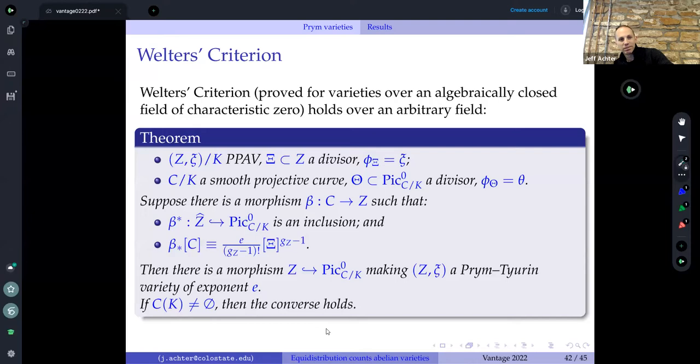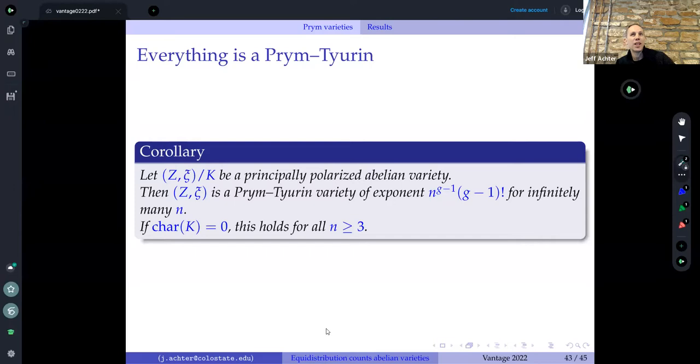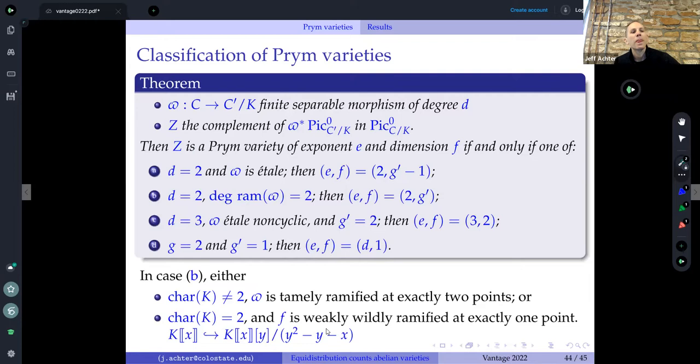So one statement is that everything is a Prym-Tyurin variety over an arbitrary field. But this is actually the most useful thing. Suppose you have a finite separable map of curves of degree D. And you let Z be the complement of this Jacobian in this Jacobian, then Z gets some multiple of a principal polarization exactly in the following cases.